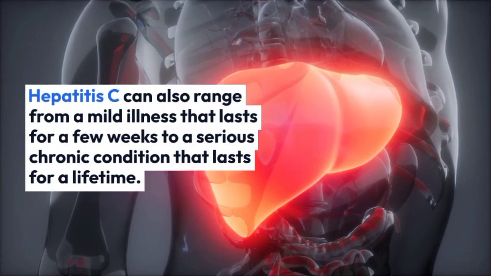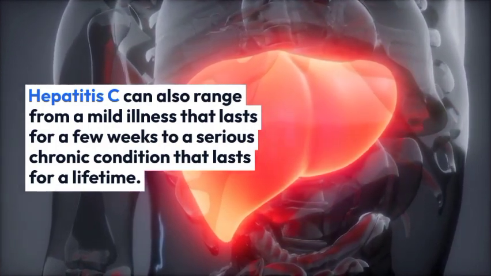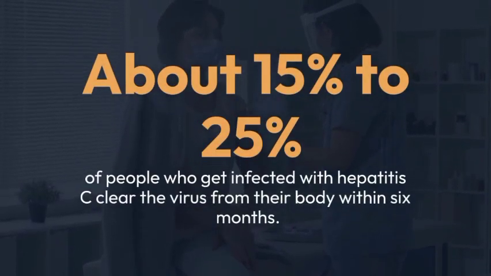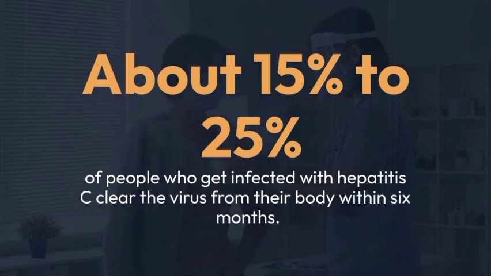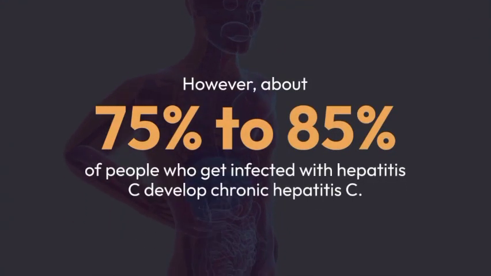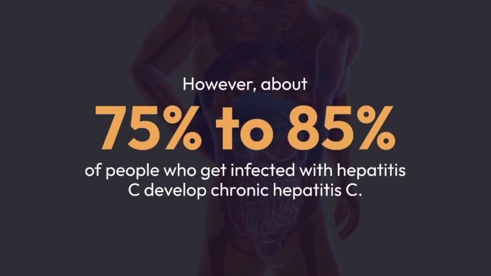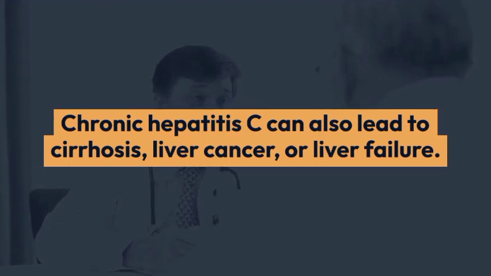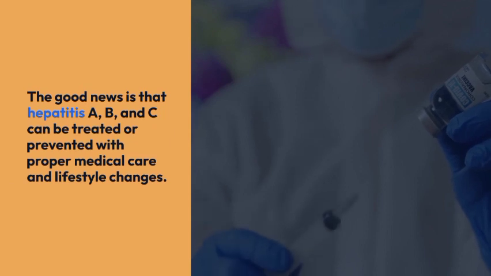The good news is that hepatitis A, B, and C can be treated or prevented with proper medical care and lifestyle changes. Here are some ways to protect yourself and others from these infections. For hepatitis A, there is an effective vaccine that can prevent the infection. The vaccine is recommended for children aged 12 months or older, travelers to areas where hepatitis A is common, people with chronic liver disease, men who have sex with men, people who use drugs, and people who work with animals or human waste.